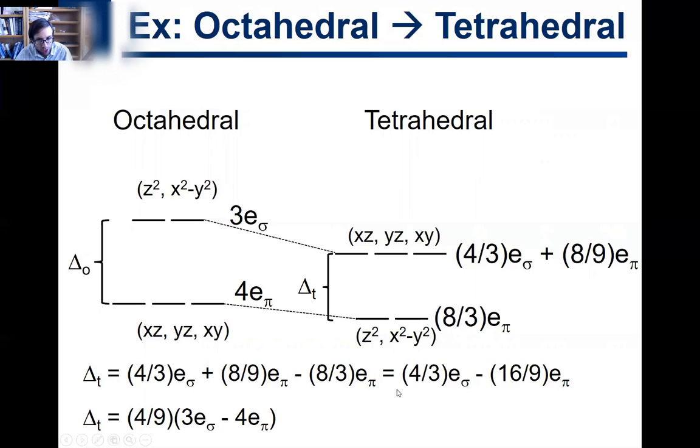Then you factor out a 4/9 from this expression. You get 4/9 times 3 E sigma minus 4 E pi. Well, what is 3 E sigma minus 4 E pi? That's the definition of delta O, 3 E sigma minus 4 E pi. So we just proved here, using the angular overlap method, that the magnitude of delta T is always going to be equal to 4/9 delta O. Pretty cool. So I promised I would show you where that came from.